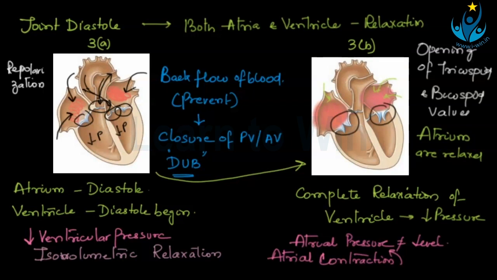So this is the cardiac cycle. In the next section, we are going to talk about the volume, cardiac output, blood pressure, and pulse.